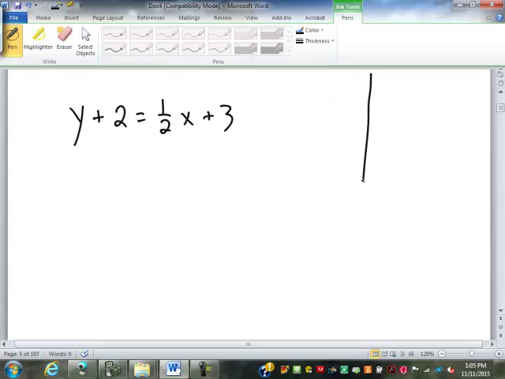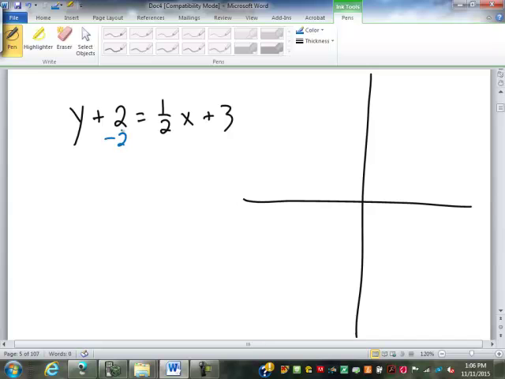What's different about this one? Yeah, the y is not by itself. It's y plus 2. Everything we've graphed so far has had the y by itself. In fact, it has to be that way in order to be able to graph it the way we've been talking.